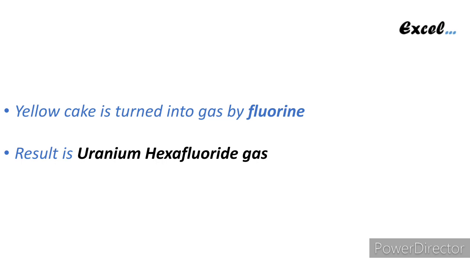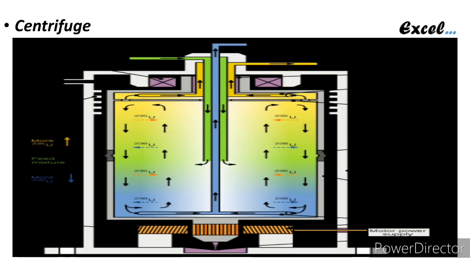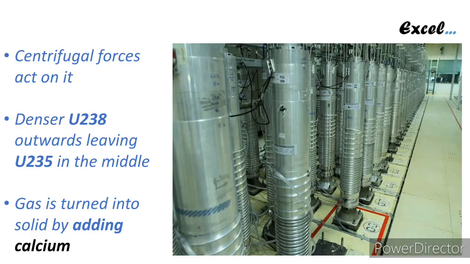As atoms of U-238 and U-235 are chemically identical, you have to separate them by some sort of process that depends upon their mass. So people use a centrifuge, which is nothing but a cylindrical container rotating at a very fast speed. This is what the container looks like. As this cylinder rotates very fast, the centrifugal force acts on it, pushing the denser U-238 outward, leaving behind U-235 in the middle. This process has to be repeated multiple times in order to get uranium-235.